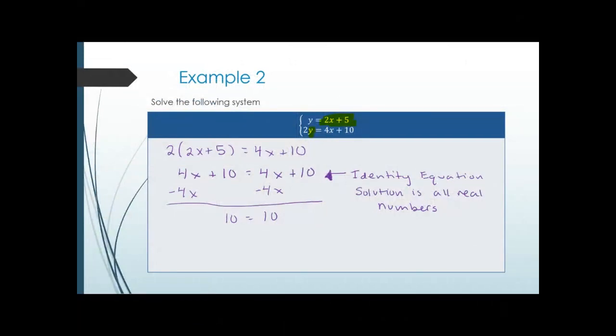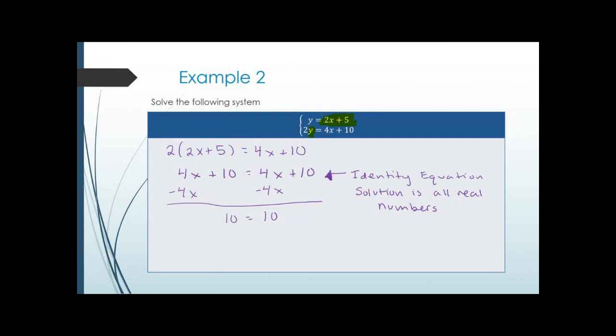And you can see visually that they are identical equations because the second equation is just the first equation multiplied by 2. So they are the same equation. If you took the second equation and divided everything by 2, you would get the first equation.